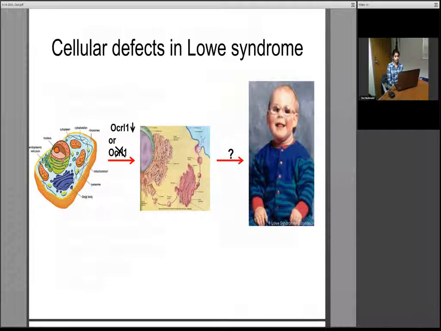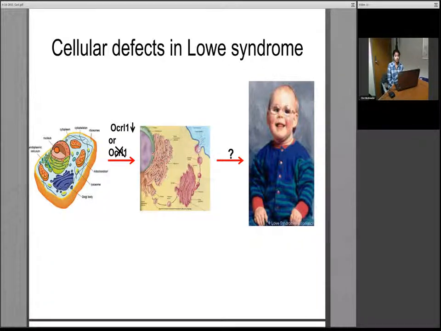So at this point, what the field does know is that if a cell loses OCRL1, which encodes a protein that goes by the same name, OCRL1, or if a cell is deficient in this protein, there are a lot of cellular defects that these cells exhibit, which incidentally our lab was the first to identify in the Lowe syndrome field. So our lab identified many novel cellular defects associated with the disease.